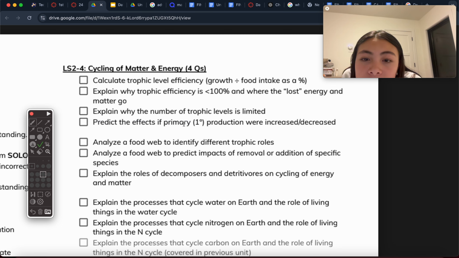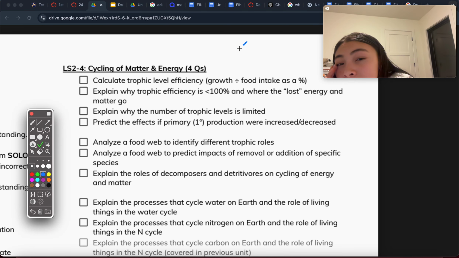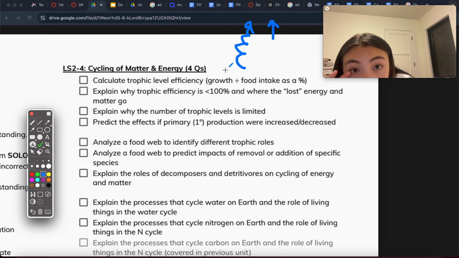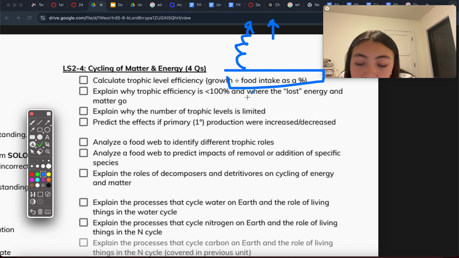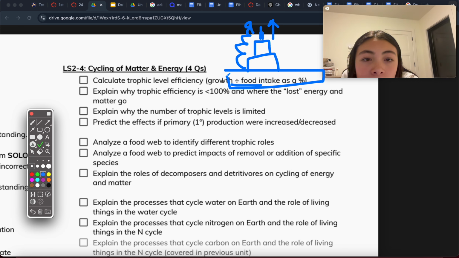Predict the effects if primary production is increased. Okay, so if primary production was increased, then all the other trophic levels above it would also increase, and it would probably take a good toll on the producers because there'll be more of whatever feeding on them, so it'll knock them down a little bit.